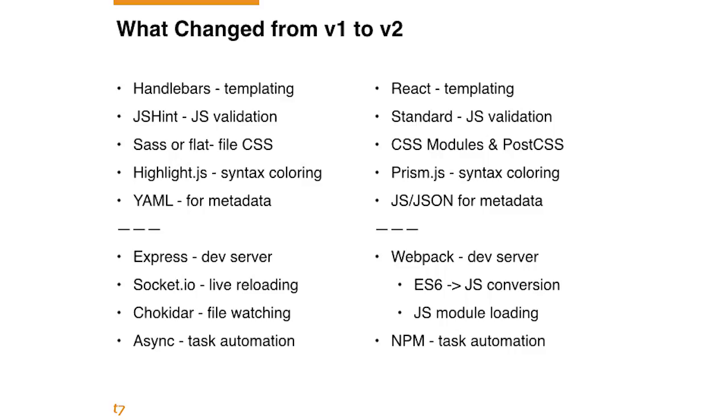And then here's everything that changed. We used Handlebars before, now we're using React. We used JSHint before, now we're using Standard. We used Sass or just flat-file CSS, depending on the project, before; now we're using CSS Modules with PostCSS. We used highlight.js syntax coloring, which I found doesn't work too well for ECMAScript 6, so we're using Prism. We had things in YAML before, but we would end up fighting with indentation. And we're like, we're developers, why don't we just make this JSON? So we did. We used Express, now we're using Webpack, and a bunch of other things. And most notably, we're using npm for our task automation, which is pretty cool.